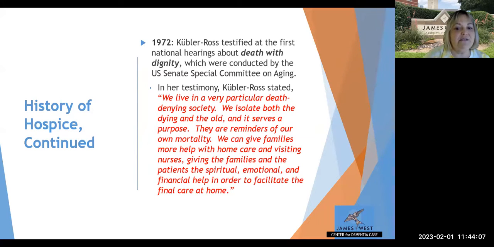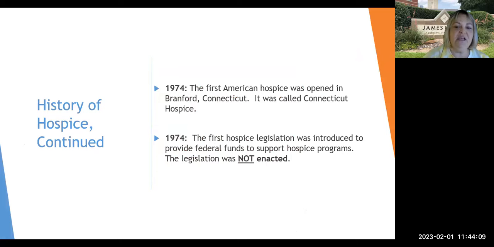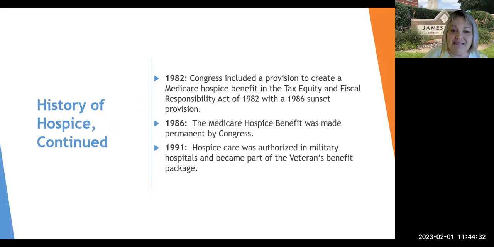That was in 1972. In 1974, the first American hospice was opened in Connecticut, and it was called Connecticut Hospice. And in 1974, the first hospice legislation was introduced to provide federal funds to support hospice, and it did not pass. It was not enacted. Again, this was not that long ago in history when you think about it.